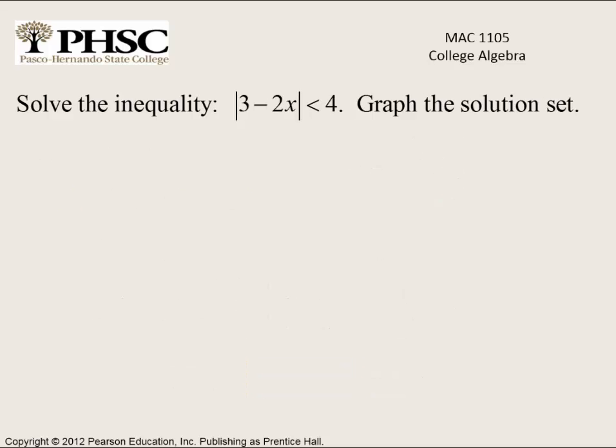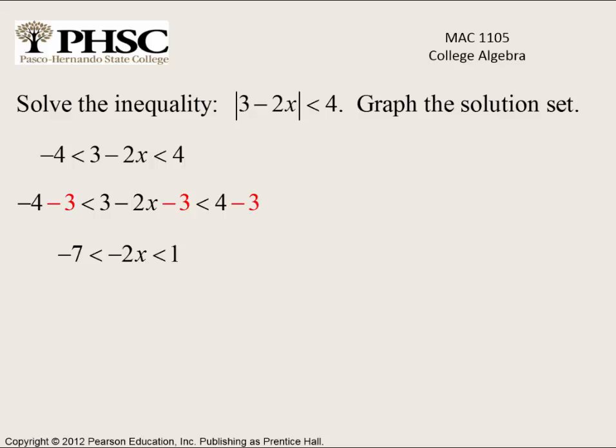So here we have another inequality: the absolute value of 3 minus 2x is less than 4. We're going to solve this and graph the solution set. So again, here are my two possibilities. What I'm going to do is subtract 3 from the left, the middle, and the right. And so I'm left with negative 7 is less than negative 2x less than 1.